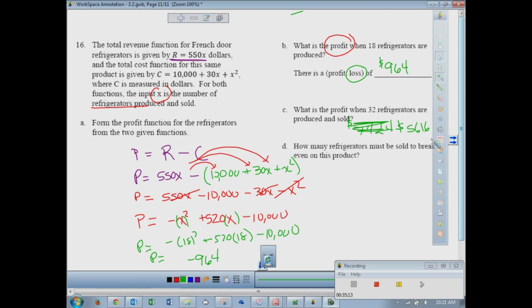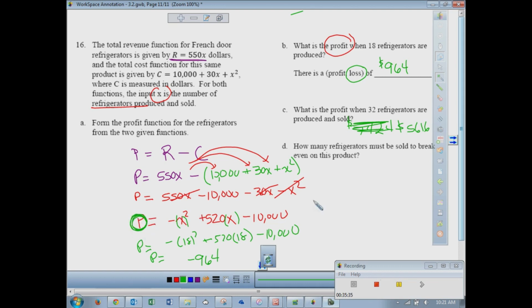Good deal. Last question. That's the one that's going to stump us. How many refrigerators must be sold to break even on this product? First of all, tell me what that means to you. If you break even, how much was your profit if you break even? $0. But that means you got to put 0 in for P, baby. All right, here's our equation. We got to put 0 in for P.